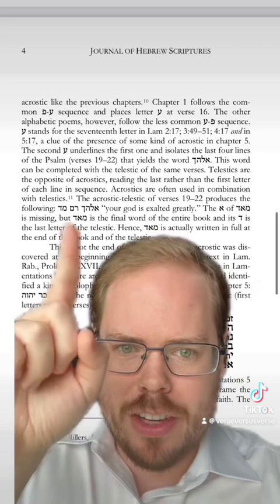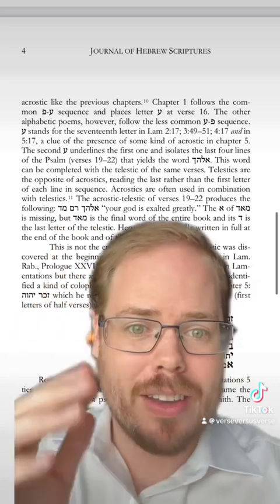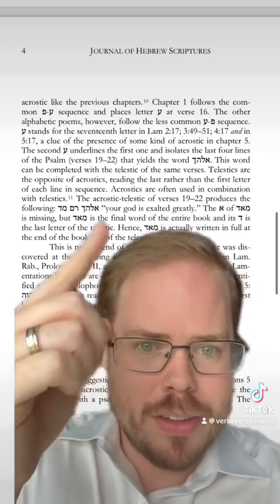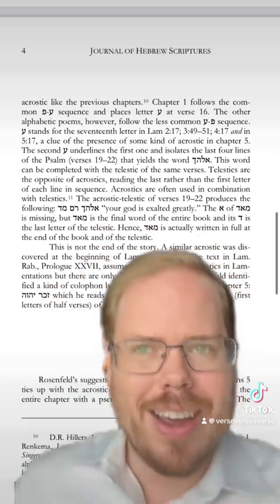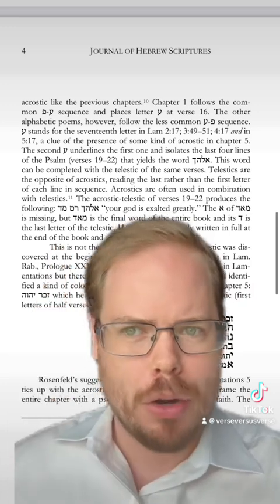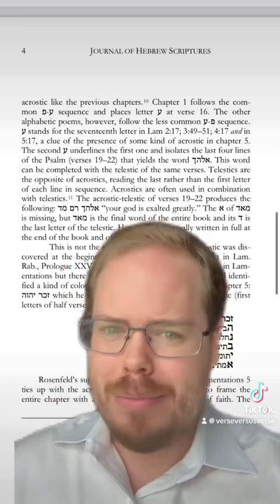Now, that message is missing an aleph, but the last word of the book is this word with the aleph present. So you get, your God is exalted greatly, and the fact that the book actually ends with the last word of the result of that acrostic telestic implies that it may be onto something.